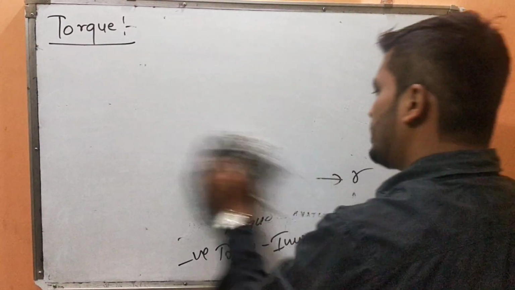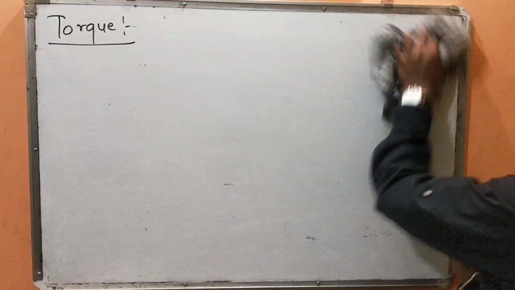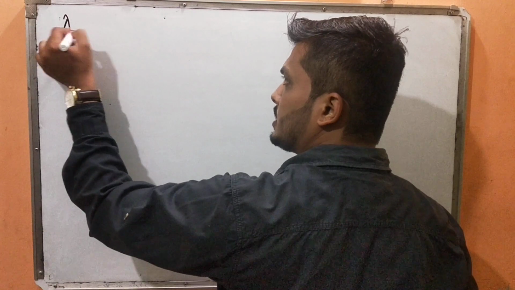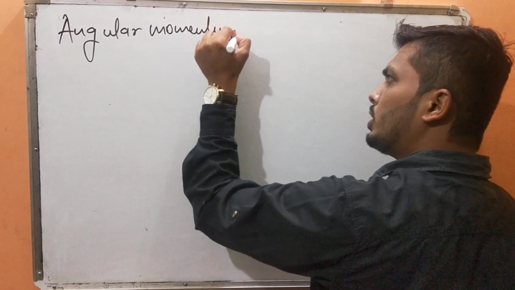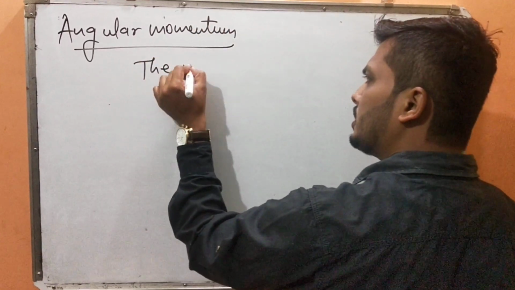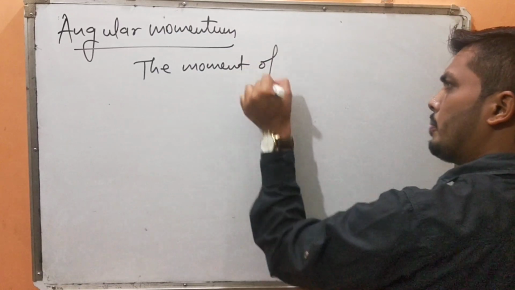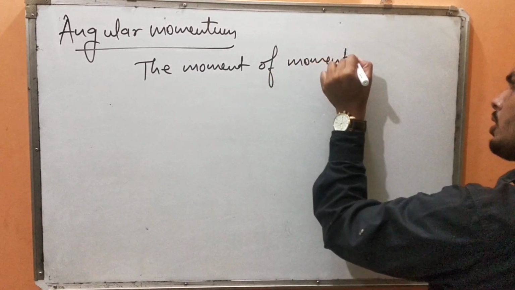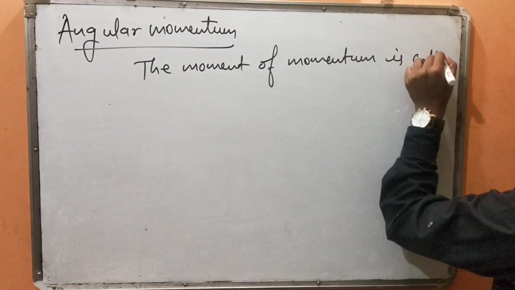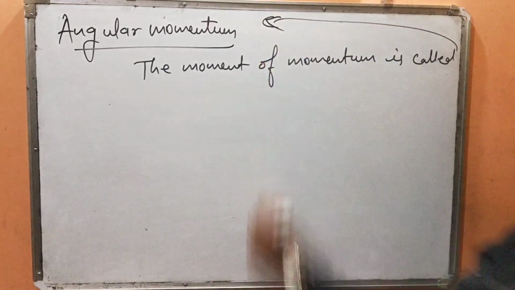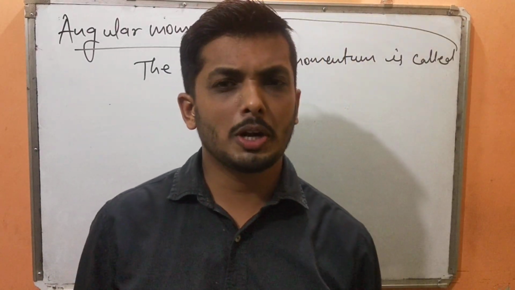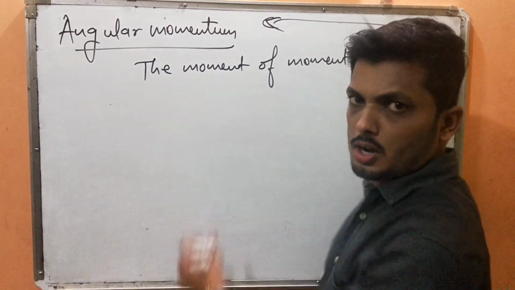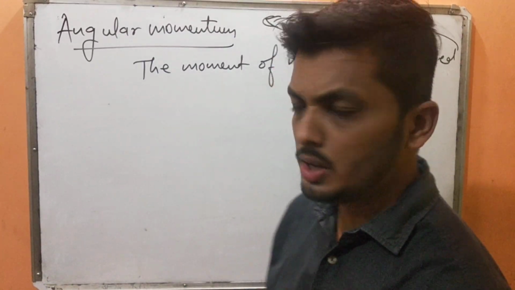Okay. So the next concept we are going to study is angular momentum. So what is angular momentum? The moment of momentum is called angular momentum. So the moment of momentum is called what? Angular momentum. What is moment? Torque. And the moment of momentum is called what?